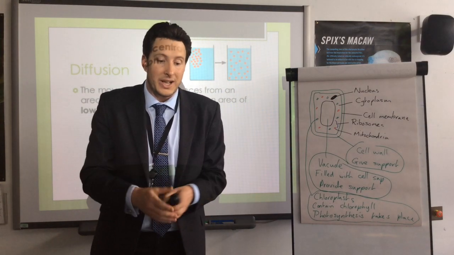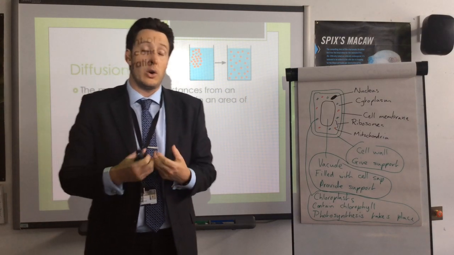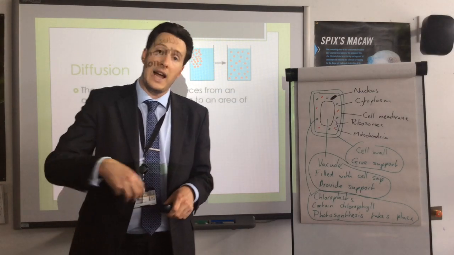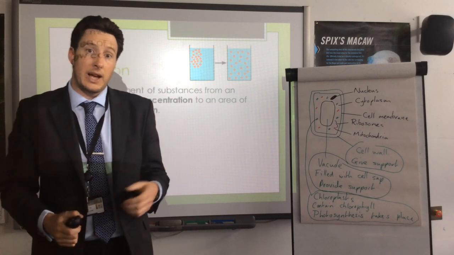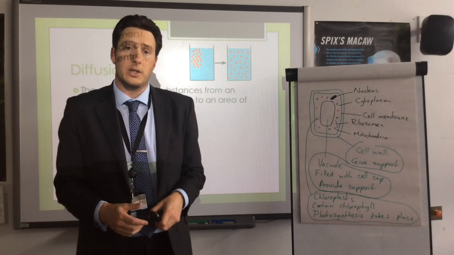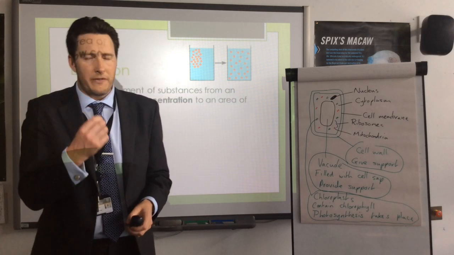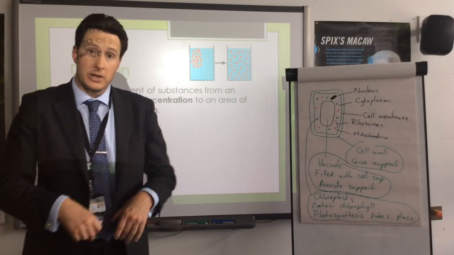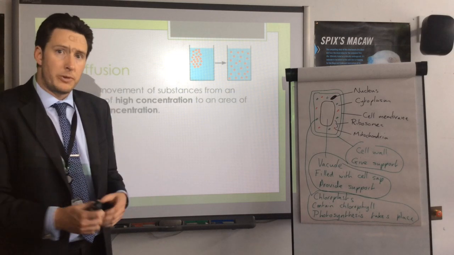Also, on a bigger scale, diffusion happens in the lungs. You breathe in oxygen and oxygen will diffuse into your blood. Carbon dioxide will diffuse out of your blood into the air, which you'll then breathe out. And that's how diffusion happens in the lungs. It will also happen in the gut as well, so your intestines, where the glucose from the food you've eaten, the sugar, will diffuse into your bloodstream through your intestine walls, and you can actually absorb the nutrients from your food.